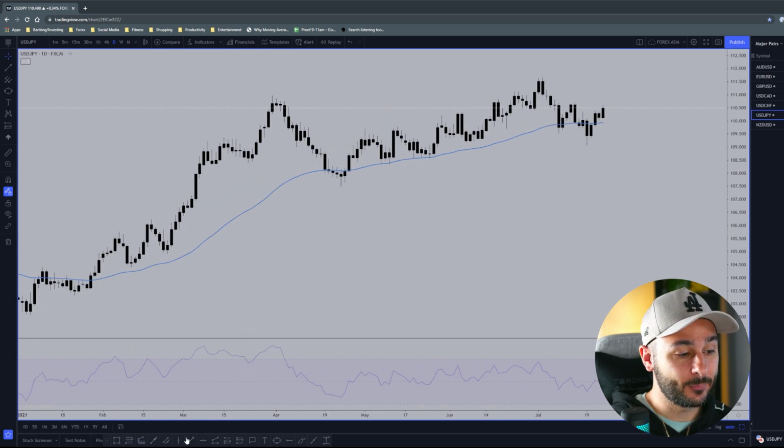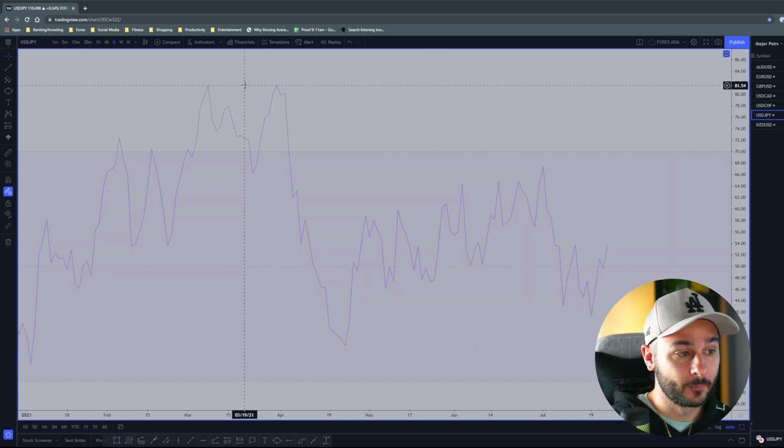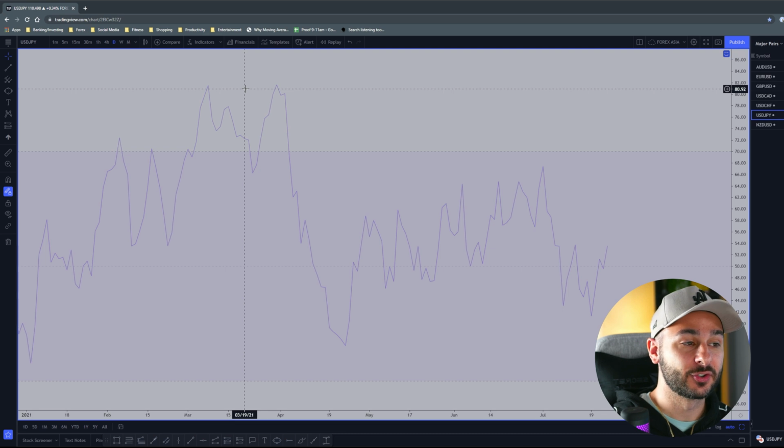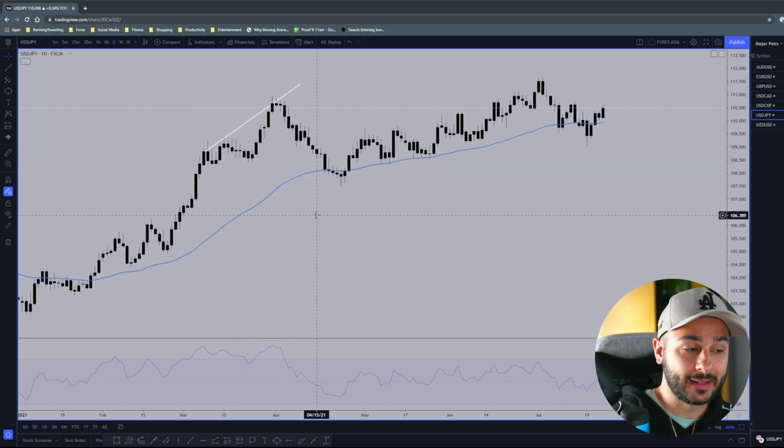USD JPY. Cool, here's another example of invalid divergence. So we have price action starting point, we have a higher high, but the RSI indicator is more or less even. So what do you do in that case? It is not valid. You got to set rules around it.